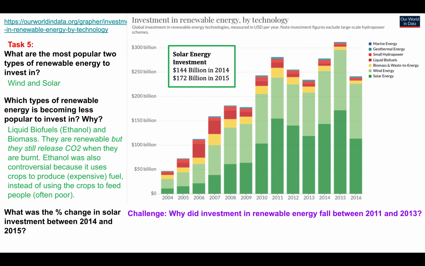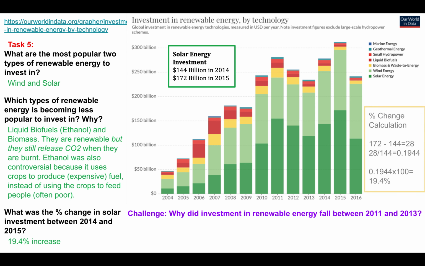Okay, so the answer to that question is a 19.4% increase in the amount of energy. And this is how we would work that out for those of you that are feeling a bit spotty on your maths today. To calculate percentage change, we need to know the difference between our two figures. So we've got 172 minus 144, which gives us 28.